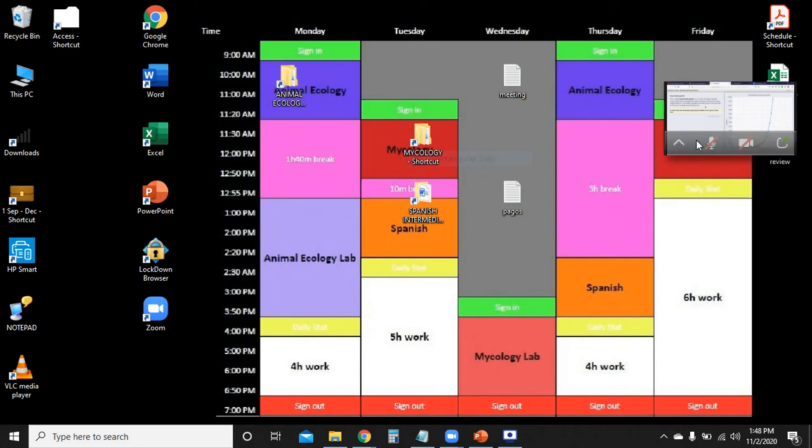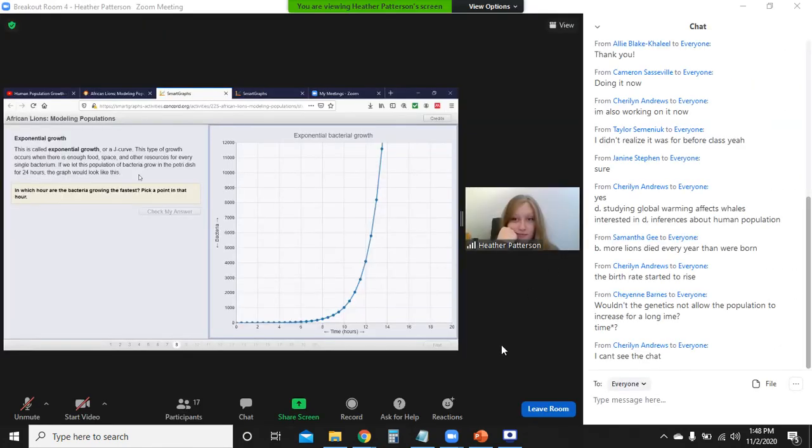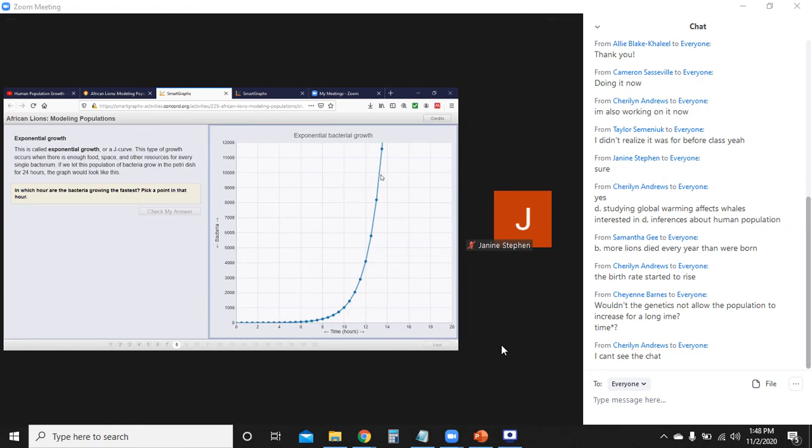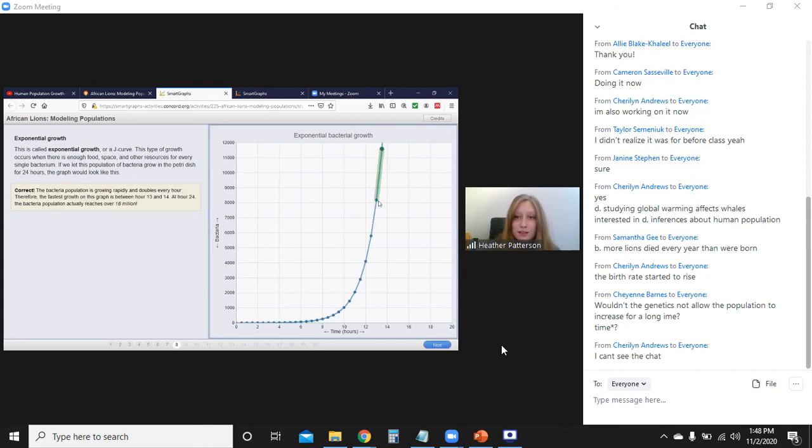Anybody? The 12th? Yeah, so right in here somewhere, between this point and this point. Well, I guess I should have clicked this point, but in this highlighted green area, that's where they're growing the most, because you can see this between here and here is bigger than any of these other gaps. So you have the most growth the longer that they're there.